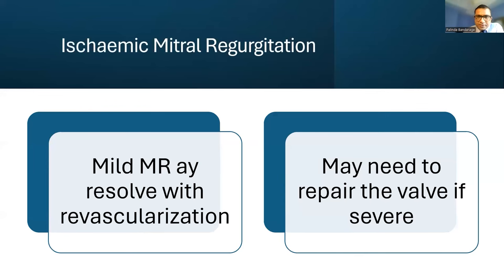Another little point about coronary revascularization. As well as the myocardium that is ischemic, the mitral valve can get affected by the myocardial ischemia, because the papillary muscles can get ischemic, can get ruptured, and the annulus can get dilated. So for these reasons, there may be an amount of mitral regurgitation in these patients.